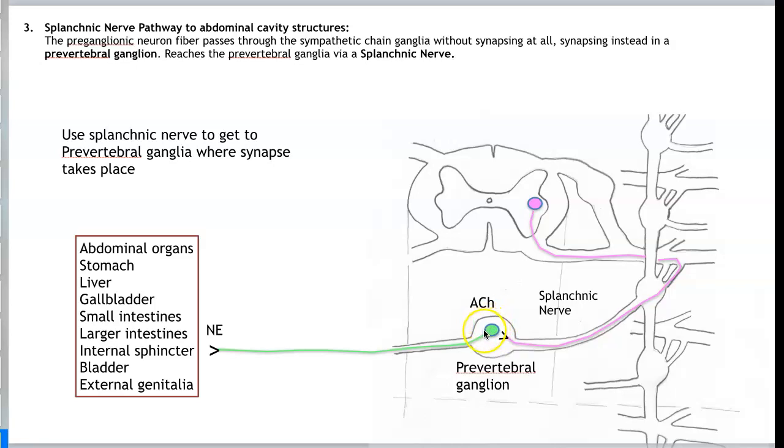The postganglionic neuron is going to leave, and it's going to head off towards any of these abdominal organs: stomach, liver, gallbladder, small intestines, large intestines, the internal sphincter of the large intestine, of the rectum, the bladder, the external genitalia.